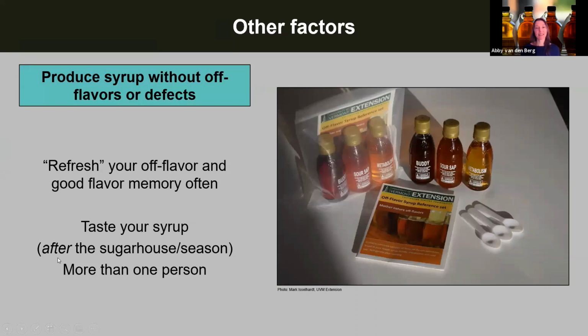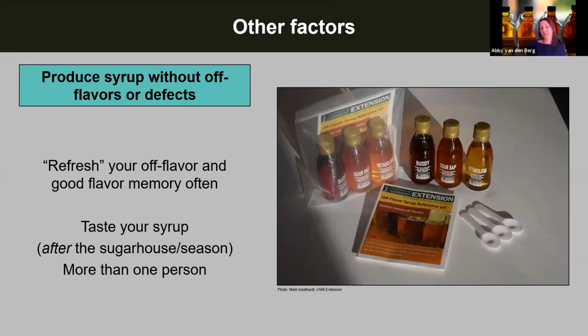Another big factor is to produce syrup without off flavors or defects. And again, that sounds silly, but we lose a lot of money. It is estimated that on average as an industry about 10% of the crop each year is off flavored in some way. And that's probably an underestimate, because that's of the syrup that actually makes it to the buyers. This is not including the stuff that was so bad you wouldn't even take it to a buyer that would be likely to buy even the worst stuff. So 10% is probably a low amount.